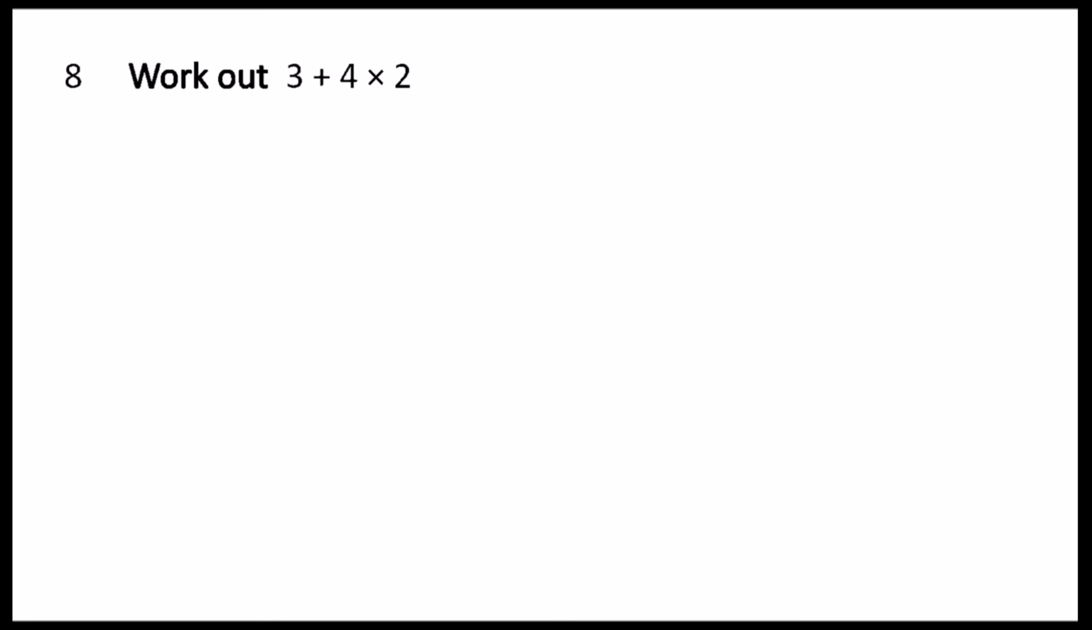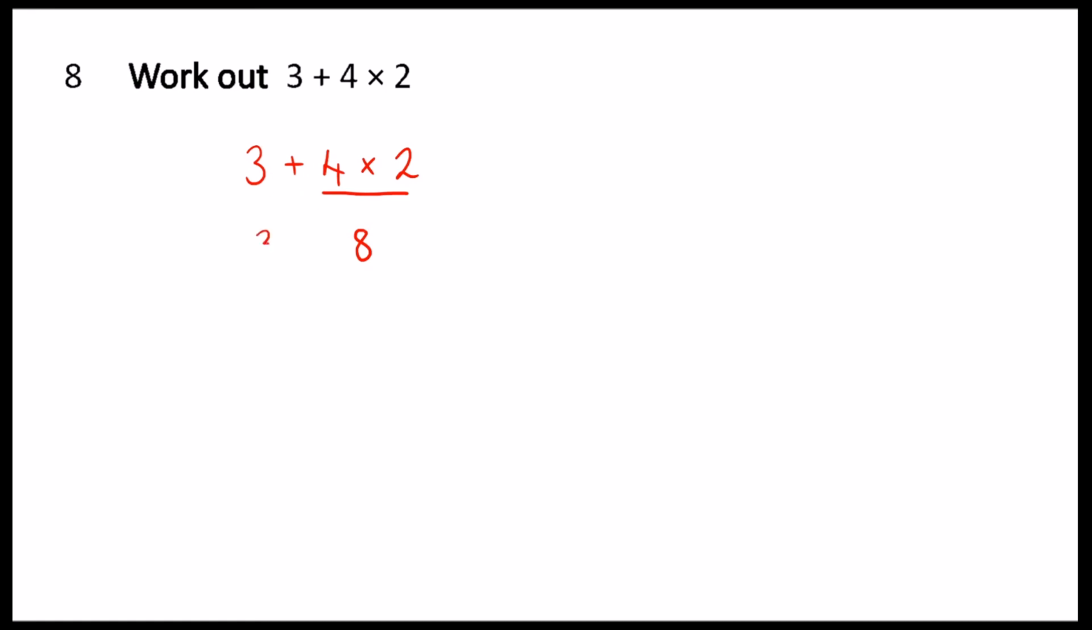So for our question, we're asked to work out 3 plus 4 times 2. When I go down my list, there's no brackets, there's no powers, there's no division, but there is a multiplication, so I'm going to underline that first. 4 times 2 I'm going to work out, and I know that that's 8, and everything else comes down in the order that it appears in the question.